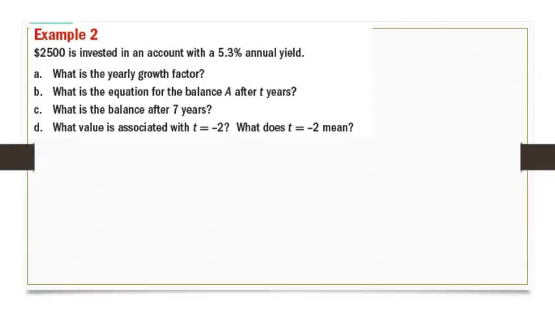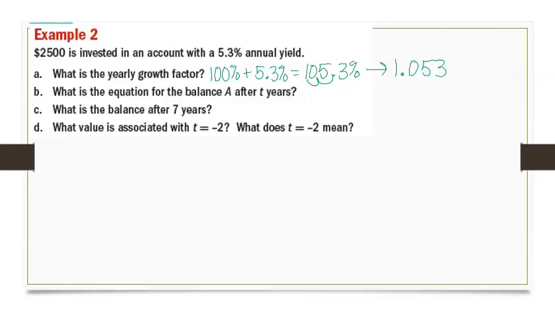So to get our growth factor, we're going to start with our initial 100%, and we're going to add 5.3% each year. So we have 105.3%. But we want to use that as a decimal because you can't put a percent into an equation. So what we're going to do is move the decimal point 2 places over, and it becomes 1.053. So now we want an equation for the balance A after t years.